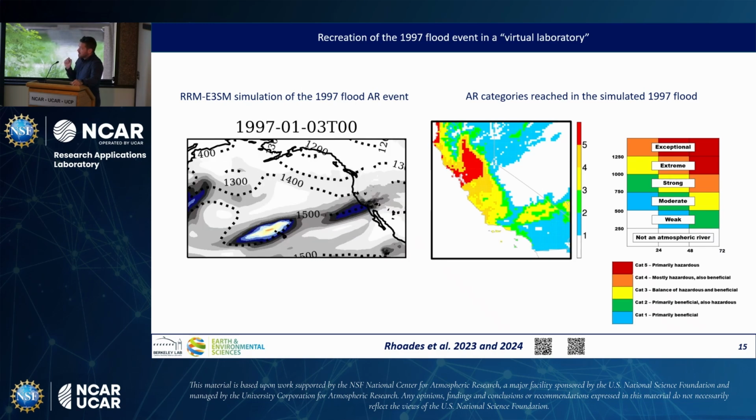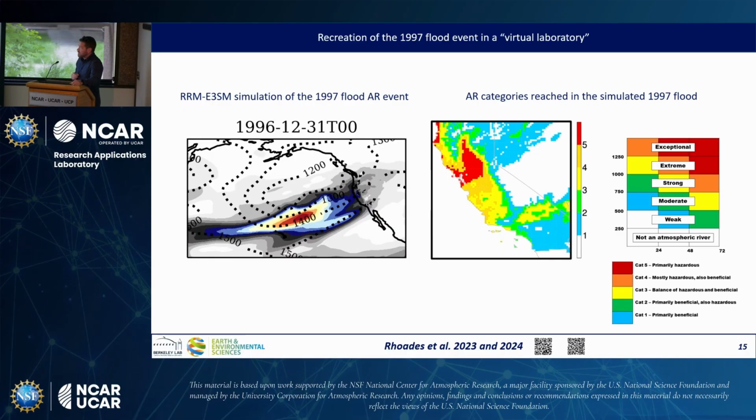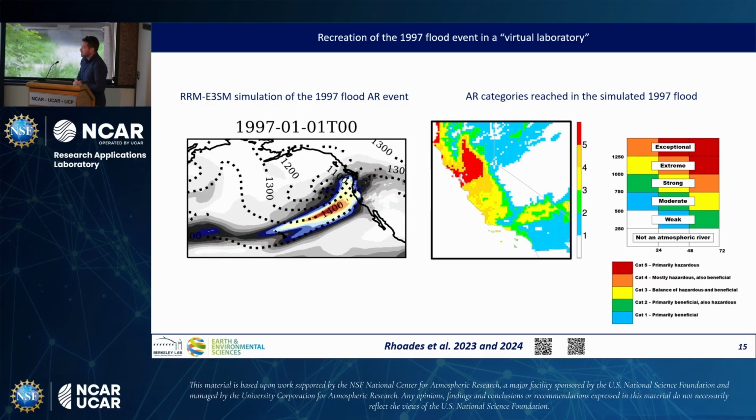On the left there is integrated vapor transport stepping through each day. And you can see the AR event makes landfall right when the actual event happened. It really started on December 31st and went through January 1st. And then on the right is the AR categories reached during this 97 flood event. You can see that Category 5 was reached throughout the Bay Area up through Sacramento Valley, where a lot of that flooding I mentioned earlier happened.